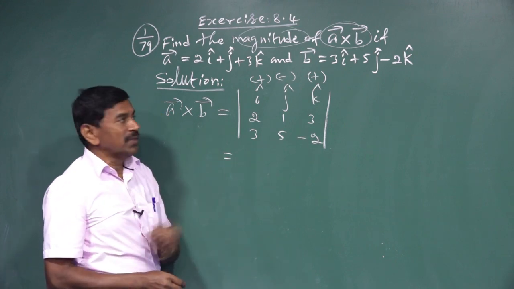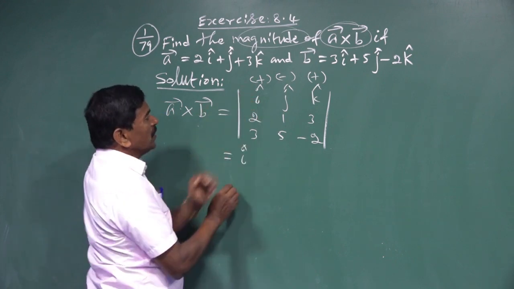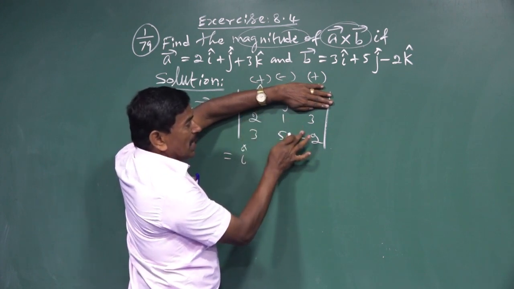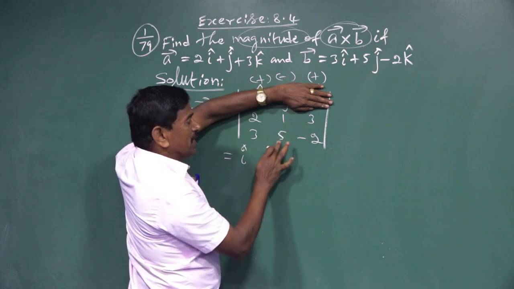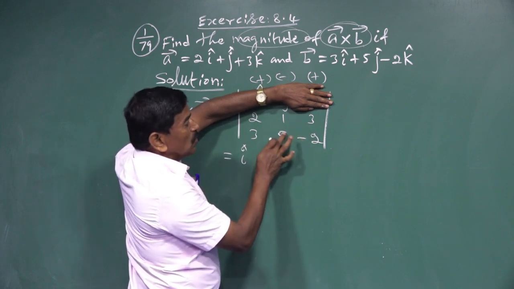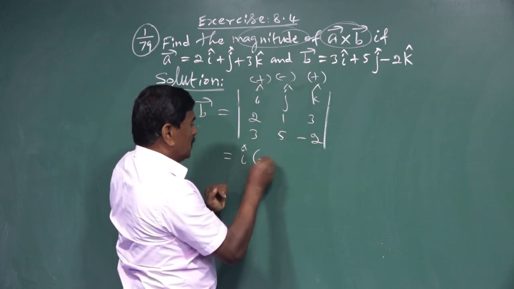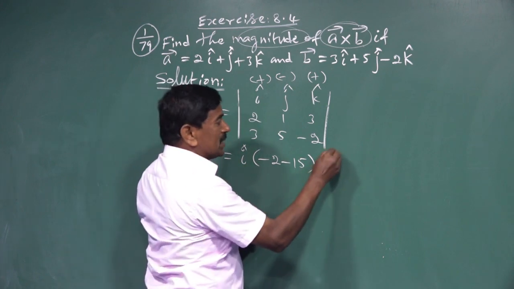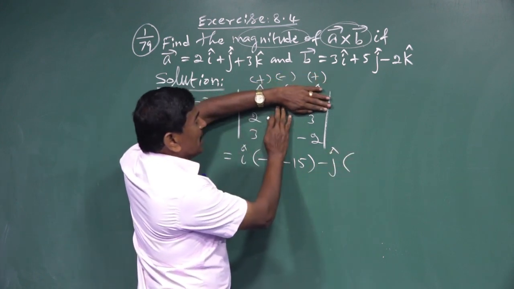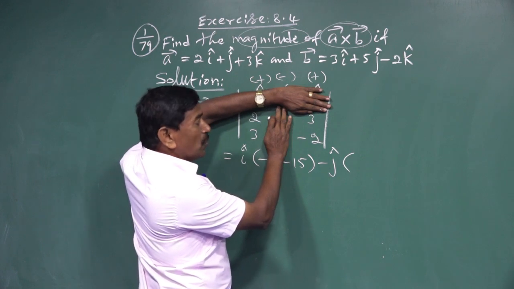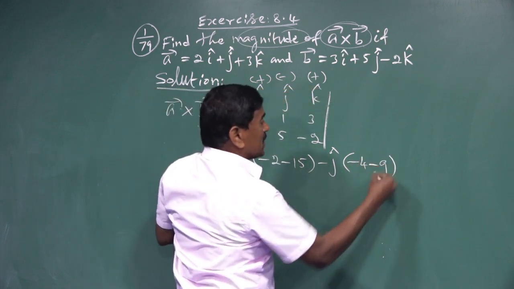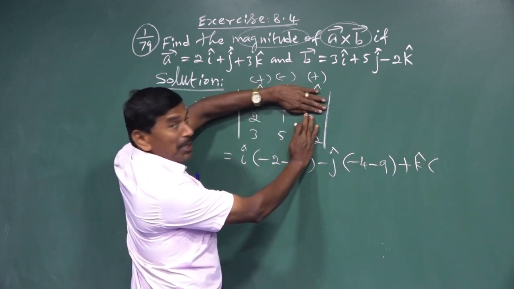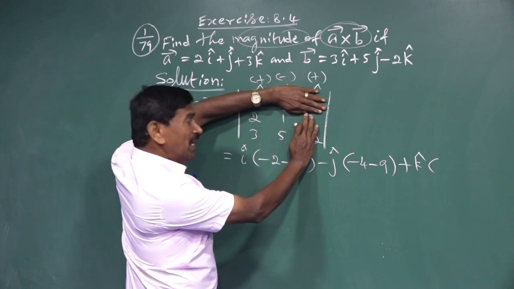Plus into i cap: ignore its respective row and column and cross multiply, minus 2 in this direction, and in this direction always one minus outer, so minus 2 and minus 15. Minus 2, minus 15, that's the correct answer. Minus into j cap: cross multiply, minus 4, minus 9. Plus k cap: ignore its respective row and column and cross multiply, 10 minus 3.